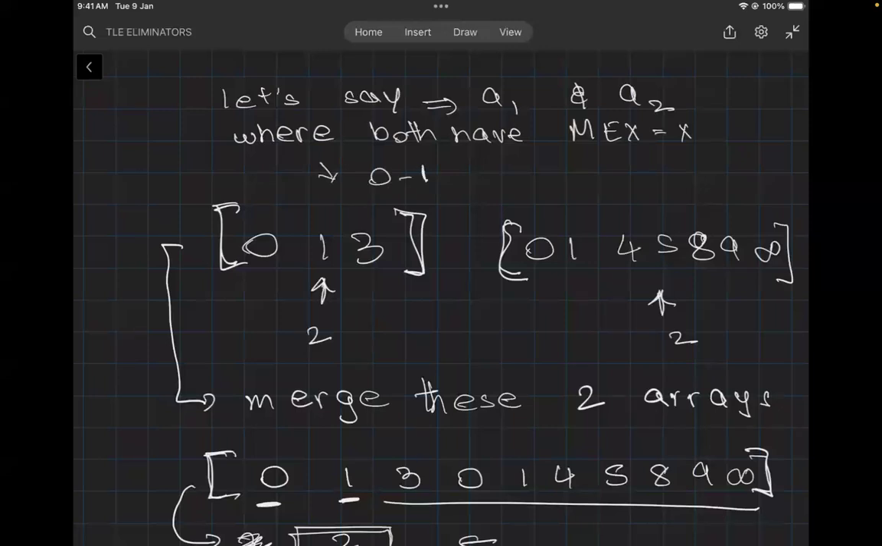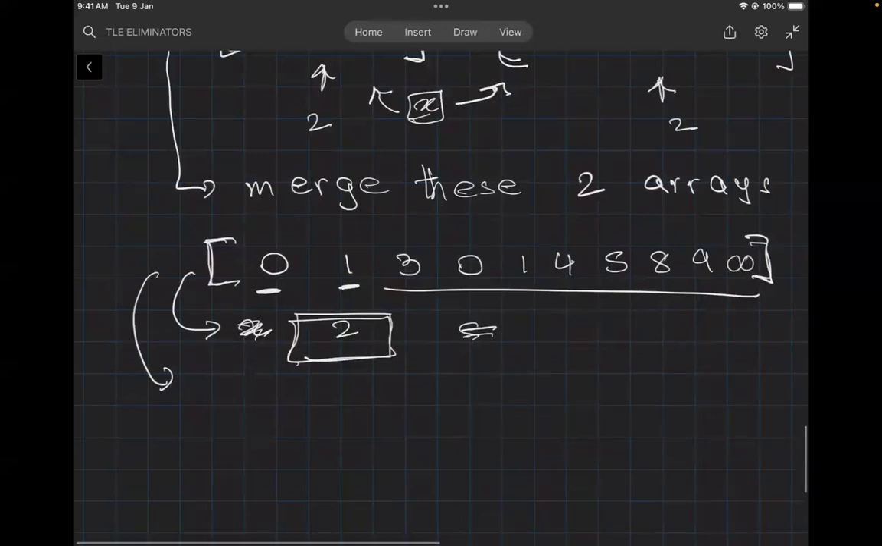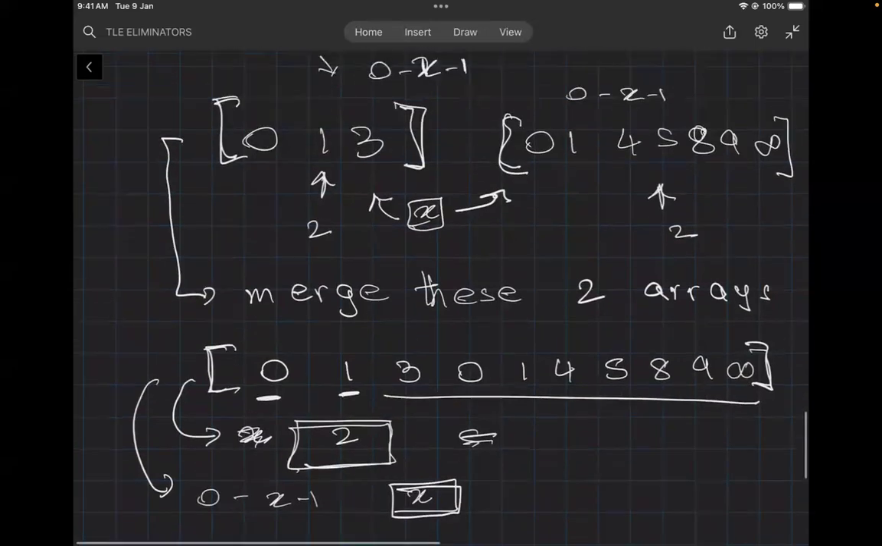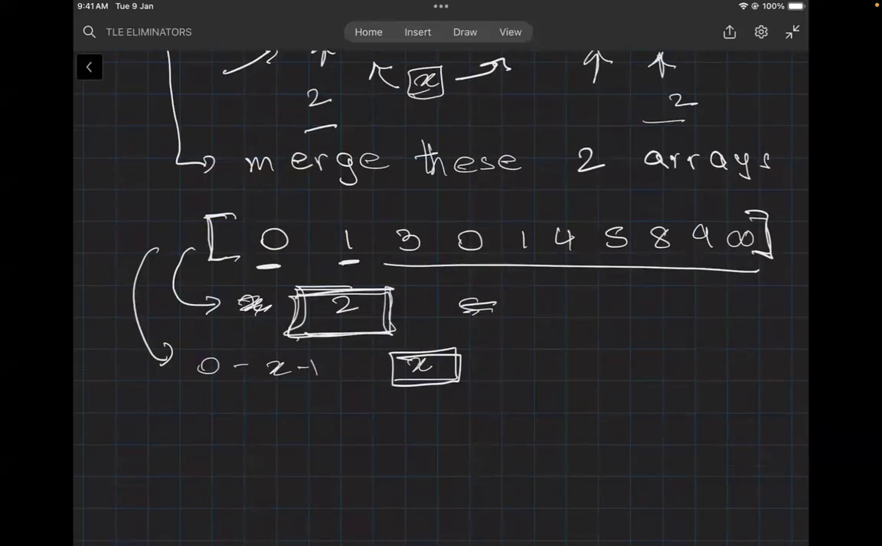Basically, if x is the max, all numbers from 0 to x minus 1 are there in both the arrays. But the number x is not there in both the arrays. So when you merge them, in the final array also there will be numbers from 0 to x minus 1, and the number x, which is our max, won't be there. Hence, when you saw that there were two arrays with max 2, when you merge them, their max remains 2.